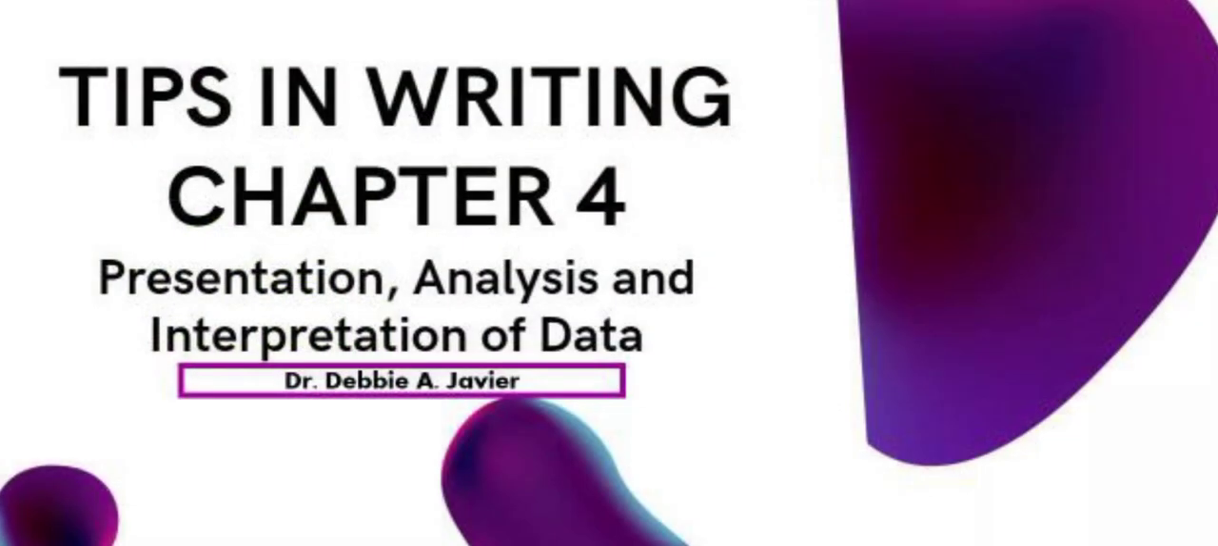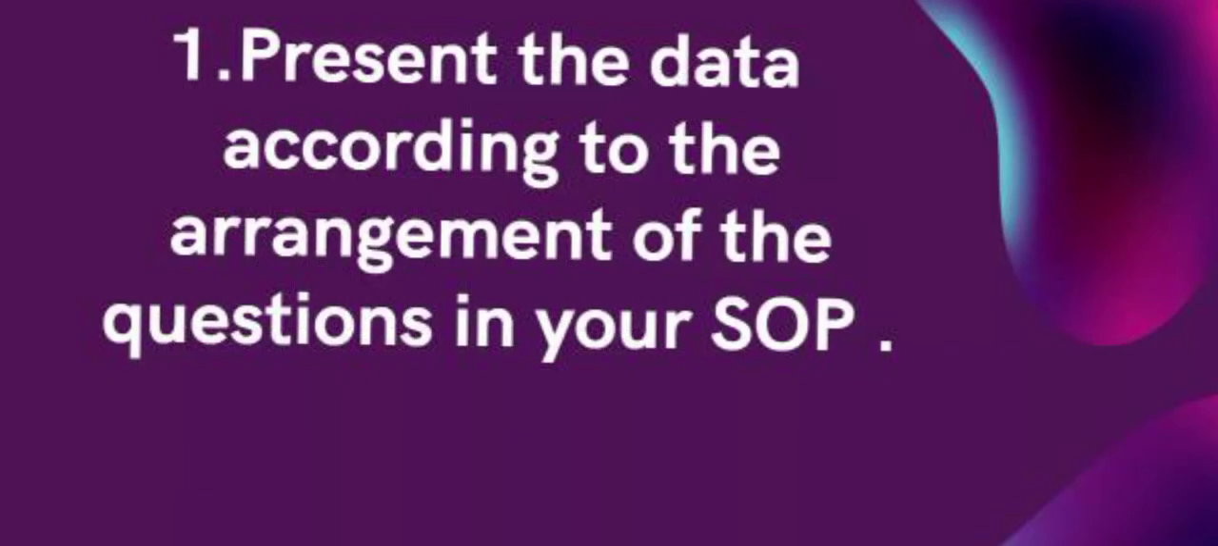Okay, so let's start. Tips in writing chapter 4, presentation, analysis, and interpretation of data. Tip number 1, present the data according to the arrangement of the questions in your SOP. This is a common problem. Some researchers do not exactly know how they are supposed to present the data after gathering it. So please take note that the arrangement of the presentation of data will be based on the questions in your SOP. So present first question number 1, then question number 2, question number 3, 4, and so on and so forth.